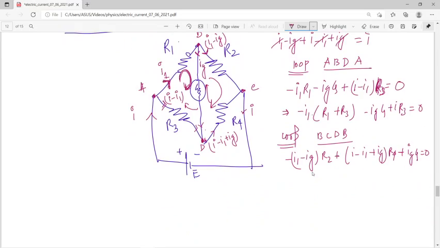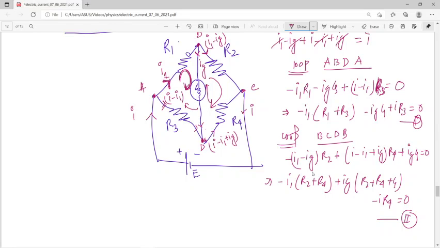So from that you can also write minus I1, this is R2 plus R4, plus Ig, we can write R2 plus R4 plus G. So I R4 is equal to 0. So this is equation number 2. Say this is equation number 1. So the thing is that if we divide the loop in that particular fashion, then it will be okay.